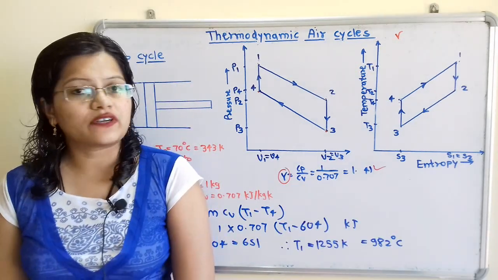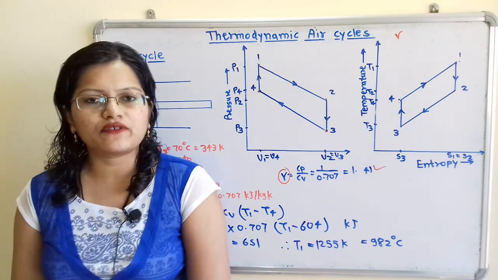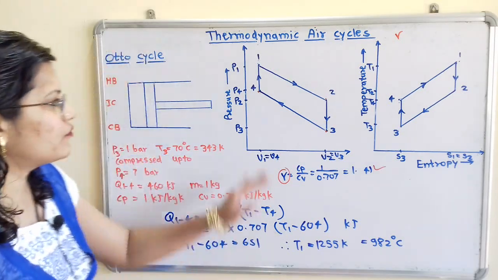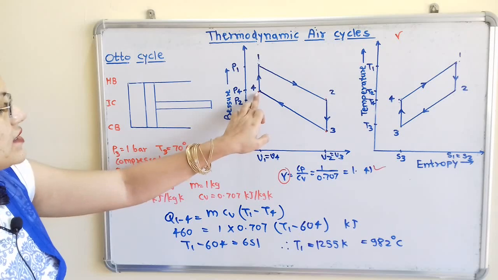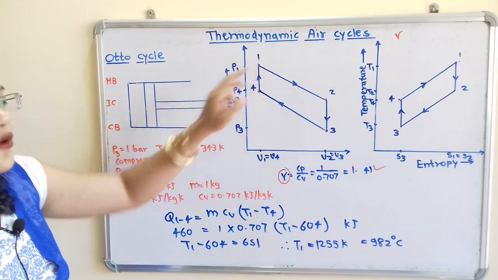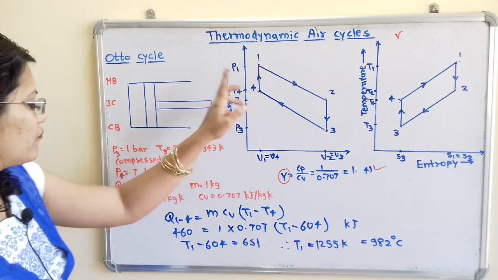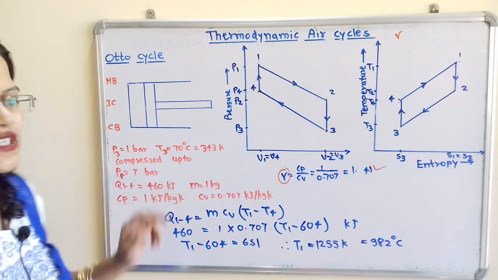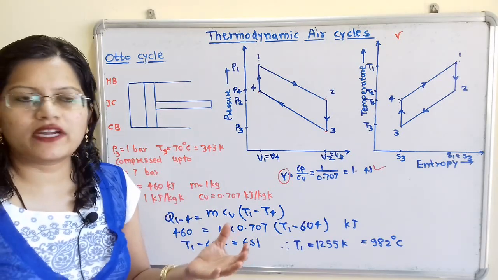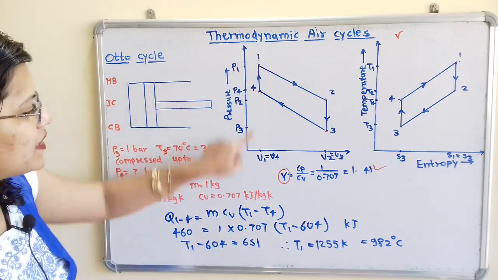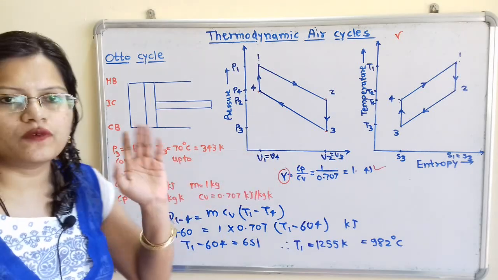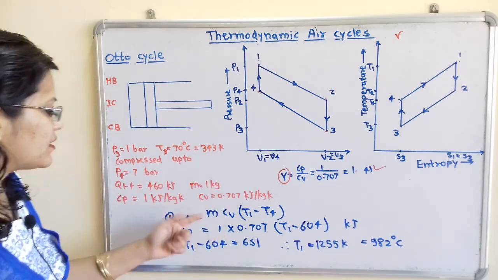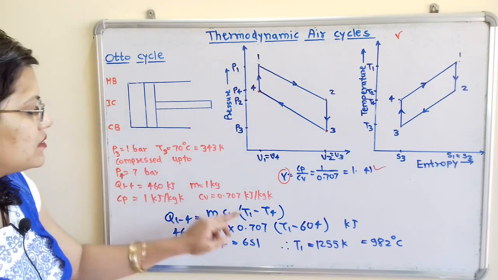Now we will calculate the temperature at the end of heat addition. If we observe this diagram, heat is getting added during the process 4 to 1. So Q14 is given as 460 kilojoule. How to calculate this? Because this process is taking place at constant volume, we have to take the formula m Cv (T1 minus T4).